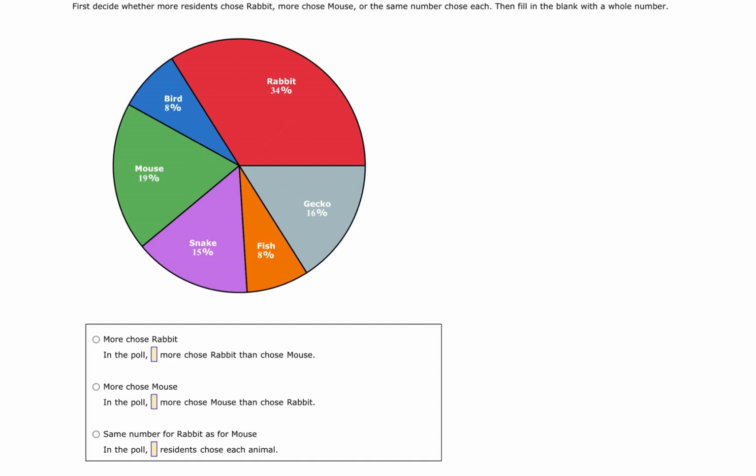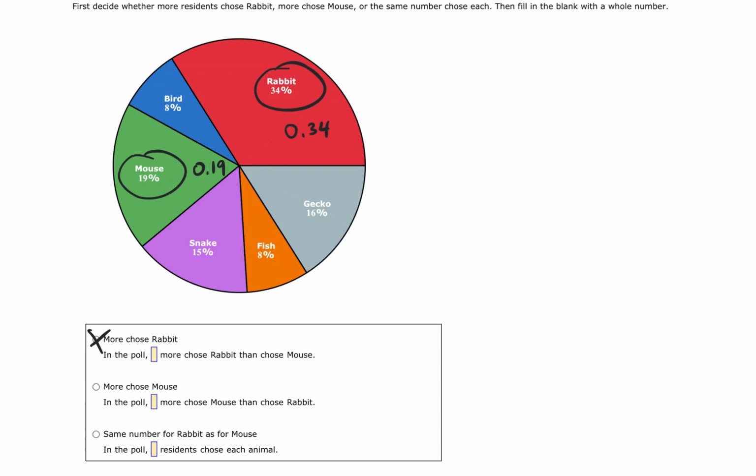We're just comparing rabbit to mouse. Clearly, 34% is greater than 19%, so more chose rabbit. And the next part is going to take a little bit more work because we're going to have to find out the actual number of people who chose rabbit and mouse. So to do that, we need to change 34% to a decimal, which is 0.34, and 19% to a decimal, which is 0.19. And then we're going to need to multiply each of those decimals by 145,000.